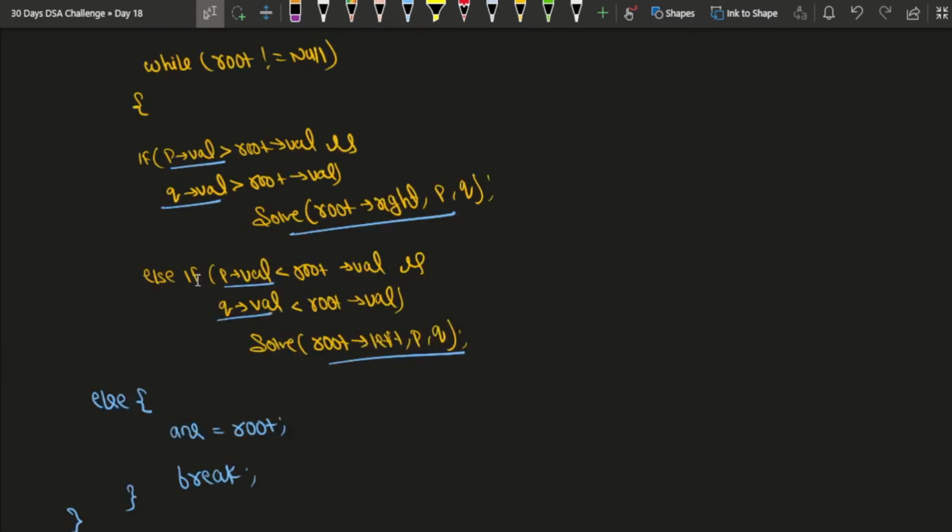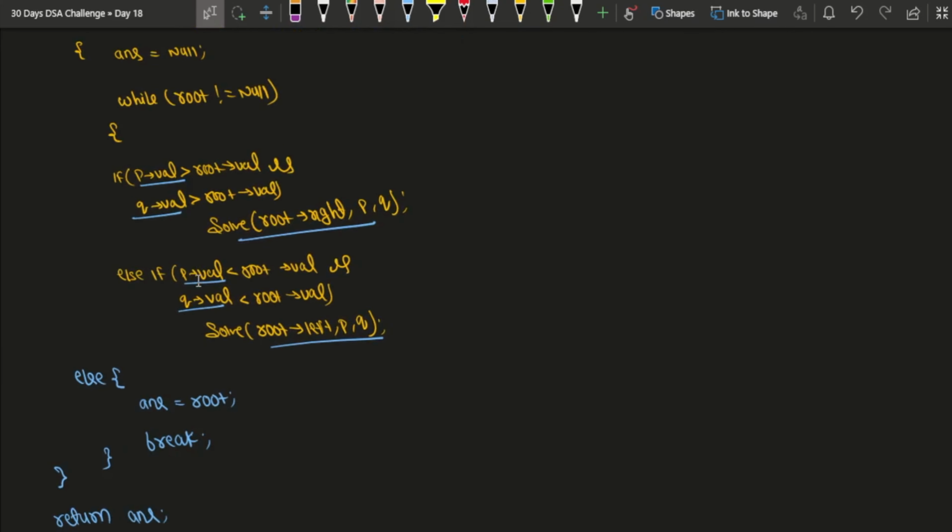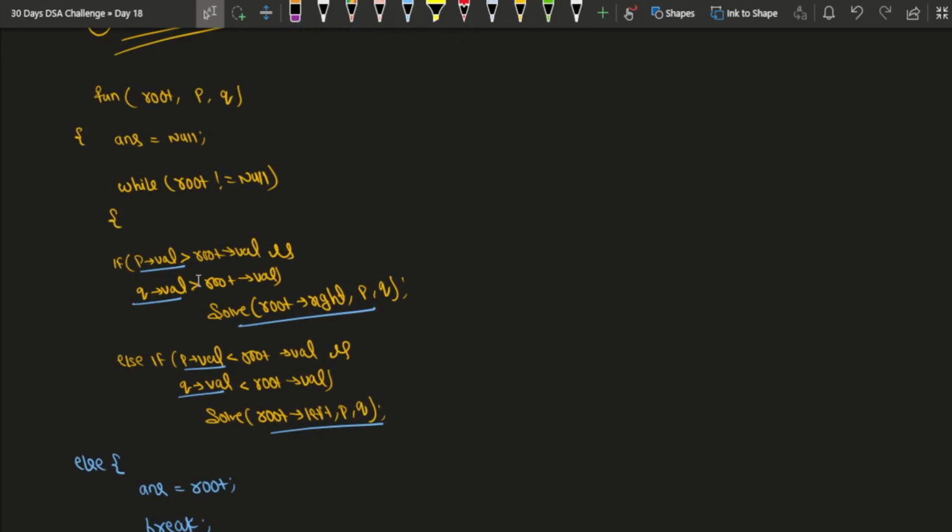So this is our code for this particular approach. It is pretty simple and easy to understand. I hope it is clear to you. If we talk about the time complexity, then the time complexity will be equal to O of h, where h is nothing but the height of our binary tree. And the space complexity will be equal to O of 1, because apart from this answer variable, we are not using any other space.